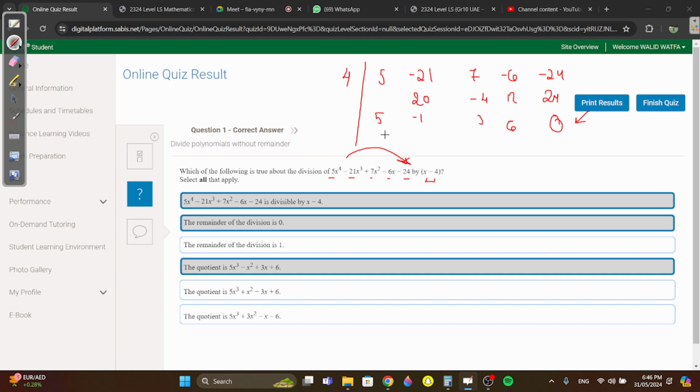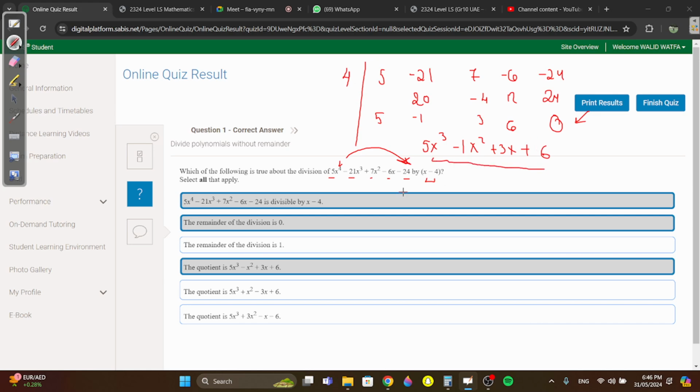Now what do you do with this? Since it was power 4, now it becomes power 3. So we start with power 3, right? So 5x to the power of 3 minus 1x to the power of 2 plus 3x. You always go down with the power. Power 3, then power 2, then power 1. Then what comes after x to the power 1? It's x to the power 0. There's no more x now. 6. And the remainder is 0.